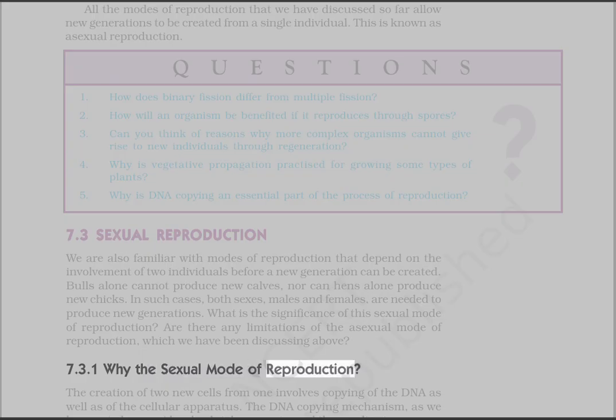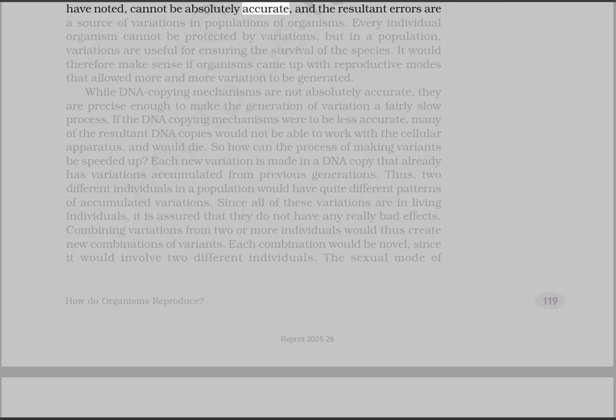7.3.1 Why the sexual mode of reproduction? The creation of two new cells from one involves copying of the DNA as well as of the cellular apparatus. The DNA copying mechanism, as we have noted, cannot be absolutely accurate, and the resultant errors are a source of variations in populations of organisms.